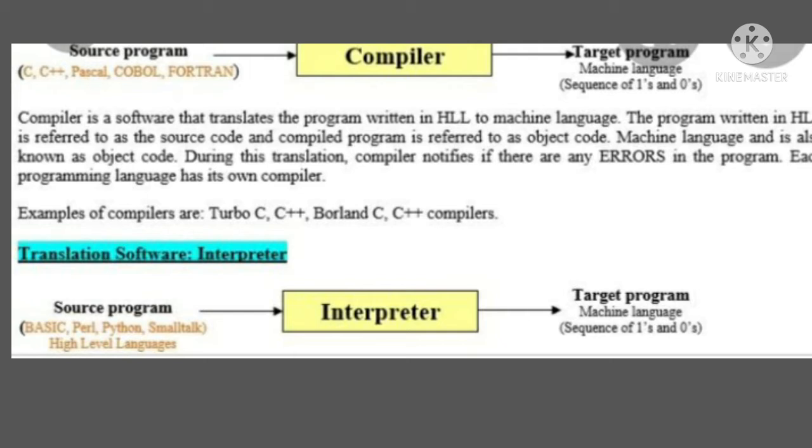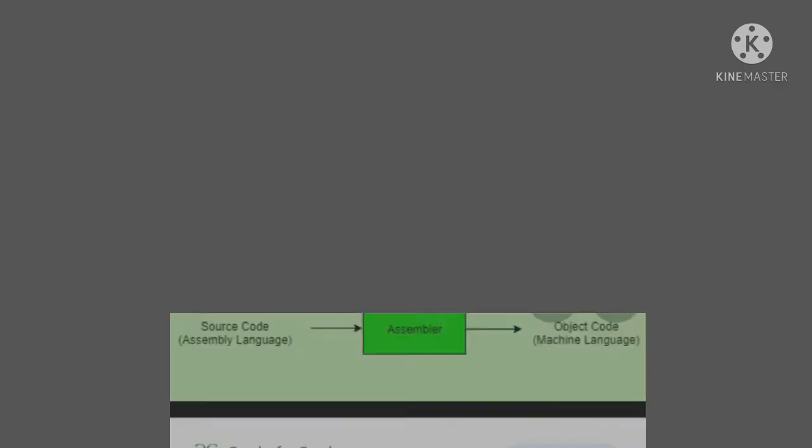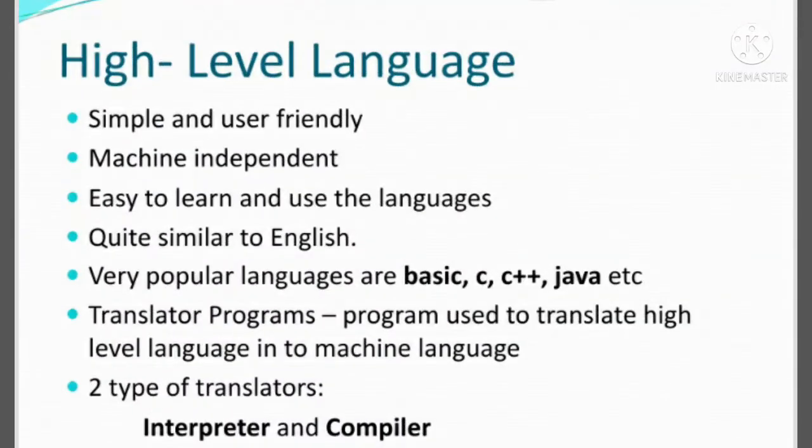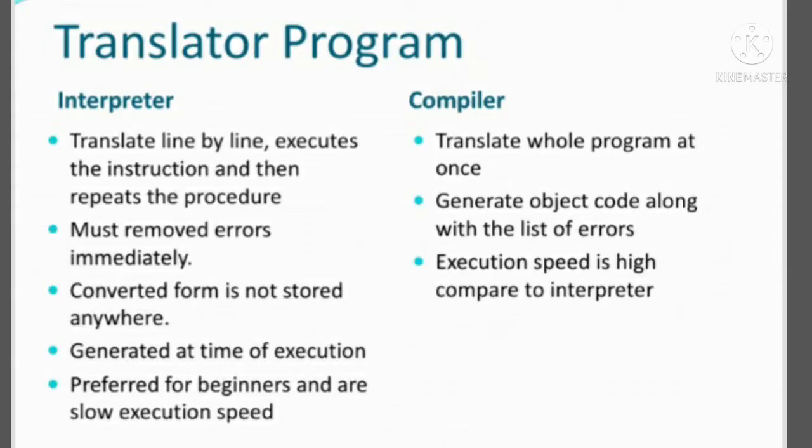Children, in our last class we learned that assemblers were used to convert assembly language into machine language programs. And here interpreters and compilers are used to convert high level language into machine language programs. This language is also known as third generation language, as it is used in third generation computers. So let's learn more about interpreter and compiler.